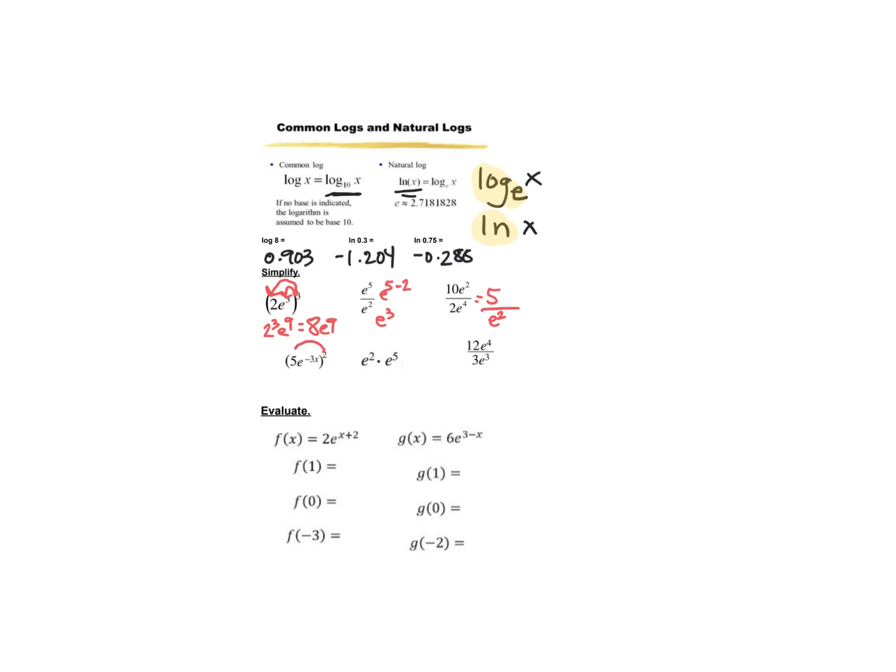This next one, we bring the 2 into the 5. That's going to be 5 squared. And we bring this guy into there. That's going to be e to the negative 6x power. So we can finish that one off as 25 e to the negative 6x power. This one ends up being, remember, when you multiply things with the same base, you add their exponents. So this becomes e to the 7th. And then the last one is 12 divided by 3 is 4. And e to the 4th divided by e to the 3rd is just 1 e left over.